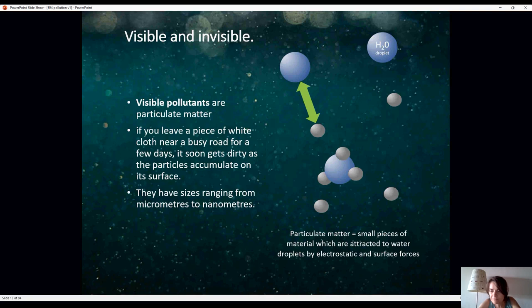So a classic example is to put out a white handkerchief or a piece of white material near a road, leave it there for a couple of days and come back and have a look at it. And of course you're going to find that it gets very dirty very, very quickly. If you look at this with a magnifying glass, or with a microscope, you will see that there are particles of different sizes. What are those particles?